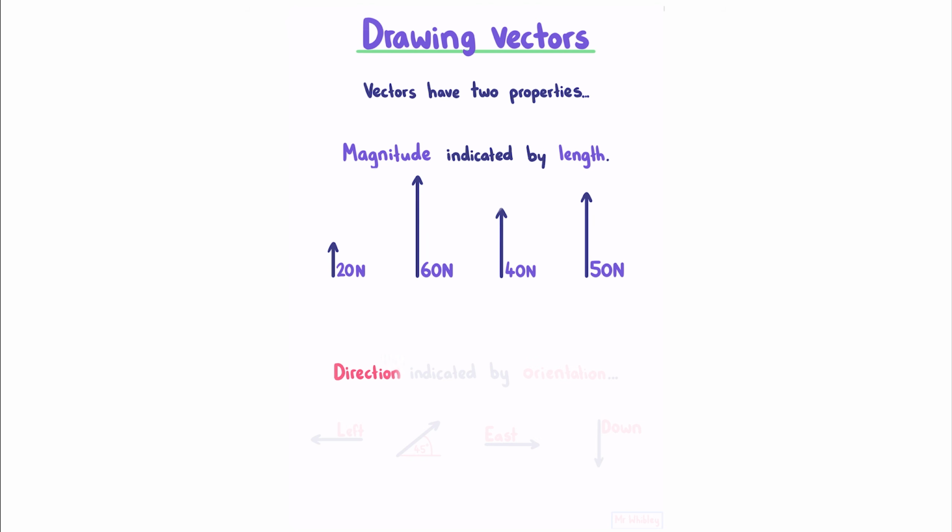Vectors also have direction, which is indicated by orientation. There are a number of ways this can be described, such as simply saying left, or giving it as an angle. We could also say east, or we could say down. In summary, anything that is communicating a specific direction.